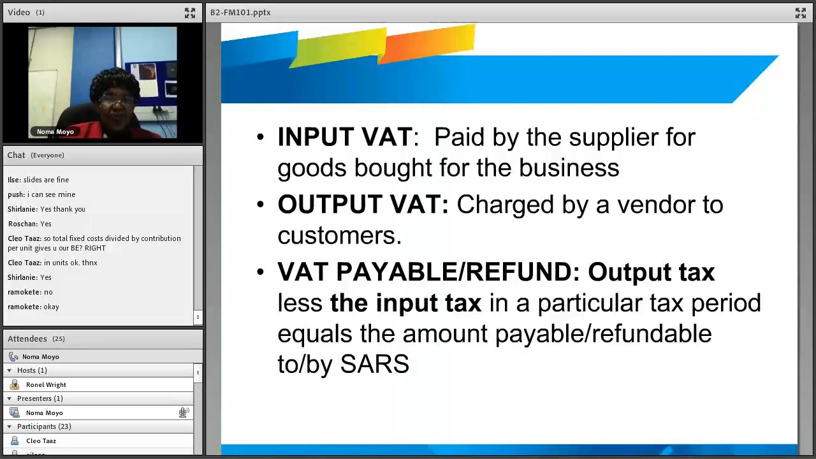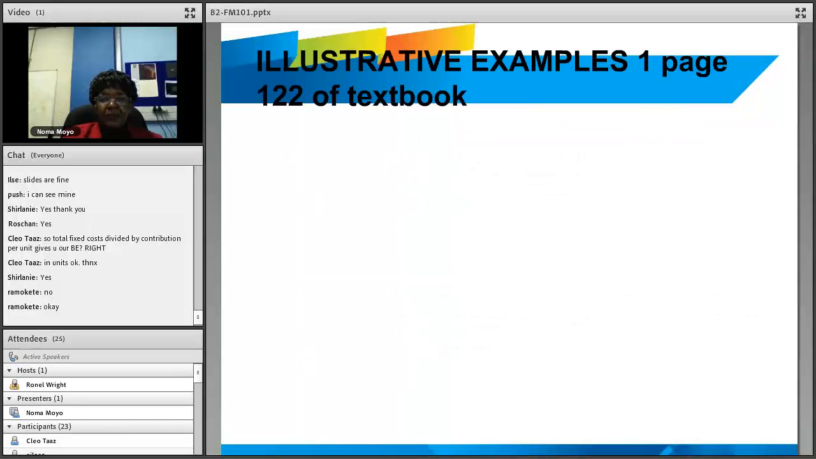Zero rated supplies, read them on page 85. Exempt, also read. Financial services are exempt. Donated goods are exempt. Renting, dwelling rentals are exempt. Passenger transport is exempt. Educational services is exempt.